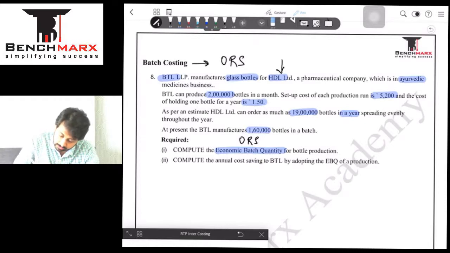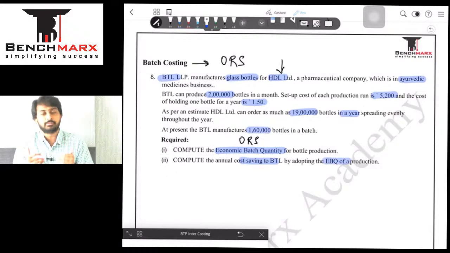Compute the annual cost saving to BTL by adopting the EBQ. Currently the company may not be following the ORS or EBQ. If we follow EBQ, we will end up having lesser cost because the cost is obviously least at EOQ in the previous concept and ORS in this concept.